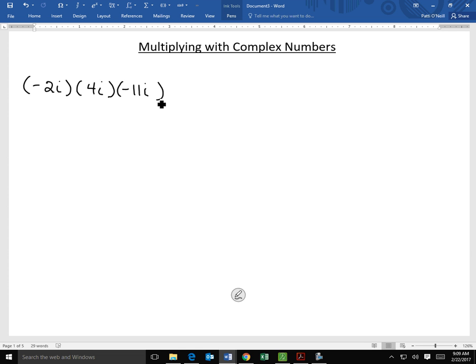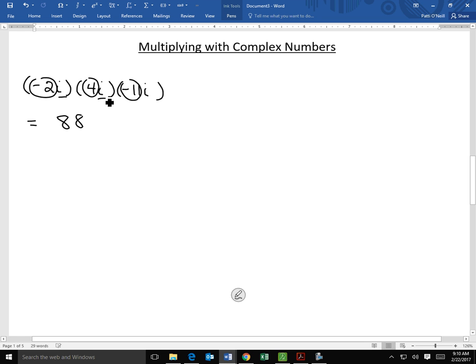So i times i is i squared, i times i times i is i cubed. We don't add the i's together, we actually do the multiplication and end up with exponents. So in order to multiply monomial imaginary pieces, we multiply all the coefficients together. So the negative 2, the 4, and the negative 11. That's going to give us, I believe, negative 2 times 4 is negative 8, times negative 11 is positive 88. And then i times i times i is i cubed.